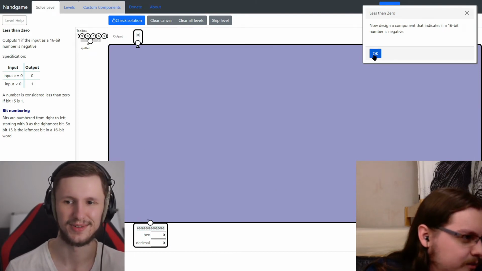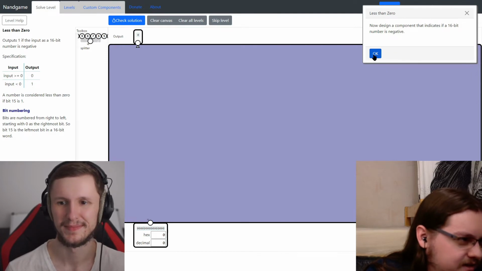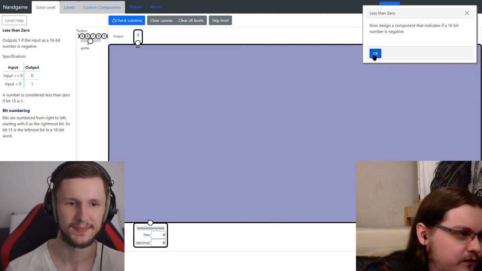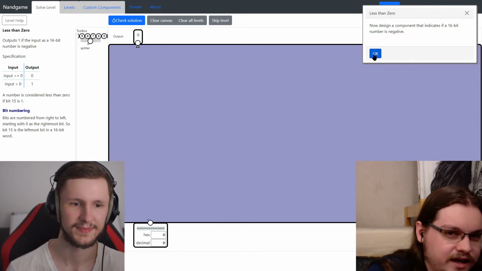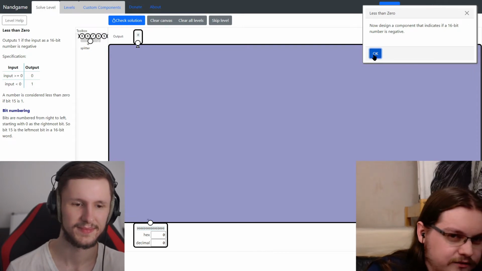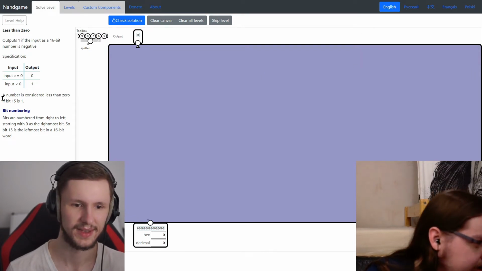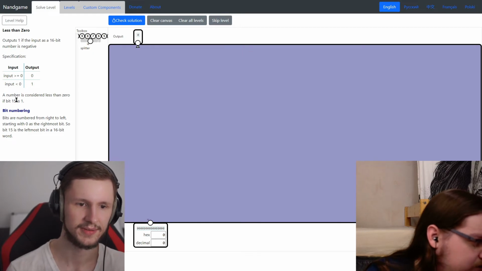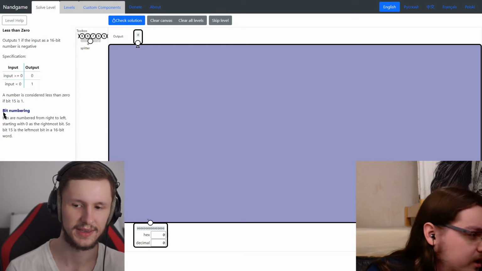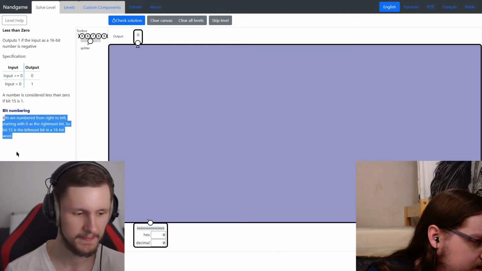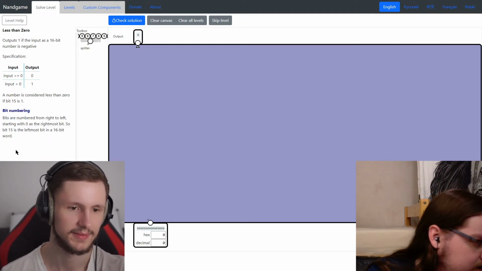Next: output 1 if a 16-bit number is negative. Okay, now we need to figure out how exactly they signify negative numbers, first of all. Numbers considered less than 0, so usually the most significant bit is 1. So if the highest bit is 1, that's usually how it's done.